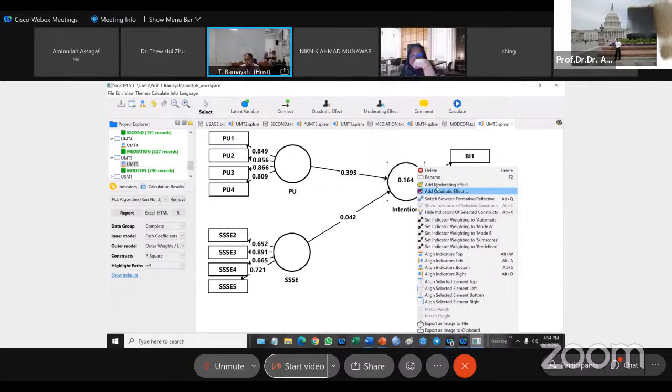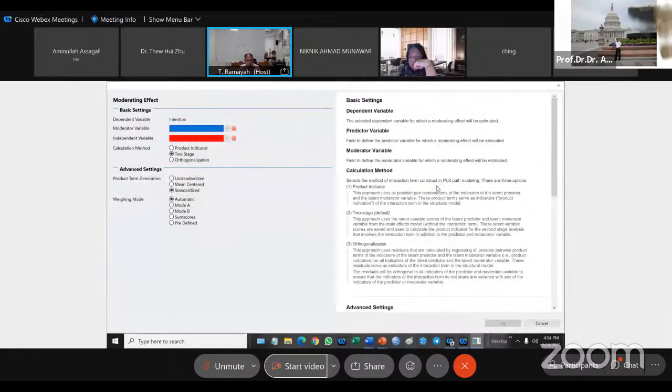What we want to do now is add moderating effect. Can you click the add moderating effect? Once you click the add moderating effect, they will ask you several questions. First, what is your moderator variable? Our moderator variable is statistical software self-efficacy. That's the first one. What is your independent variable? Your independent variable is PU. So if you have four independent variables and one moderator, you have to do this four times.